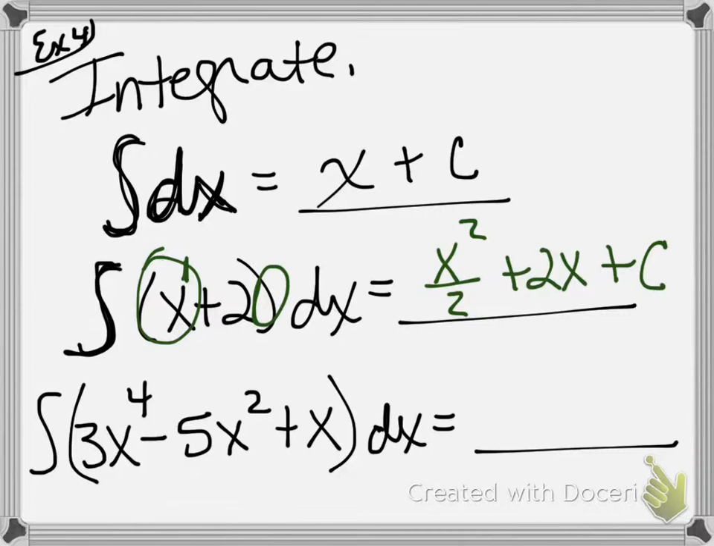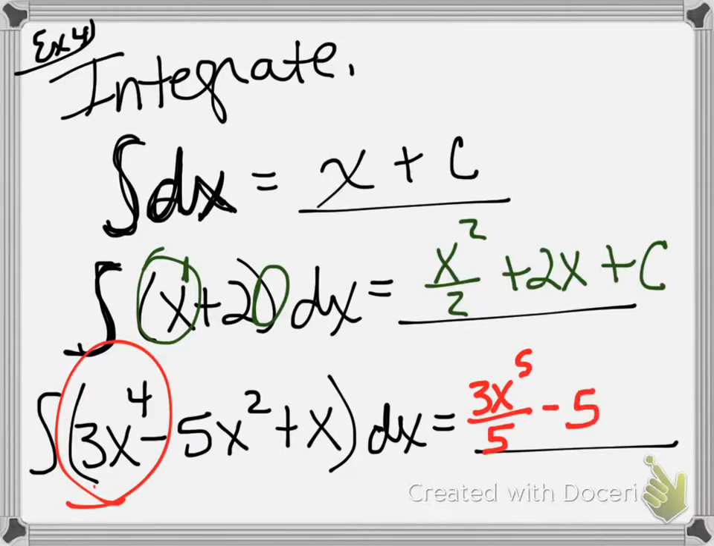And then we have a longer polynomial for the third example here. And we're still just going to go step by step. 3x to the 4th would become 3x to the 5th divided by 5. 5x squared will become 5x to the 3rd divided by 3. x becomes x squared divided by 2. And then I ran out of room, but don't forget your plus c.